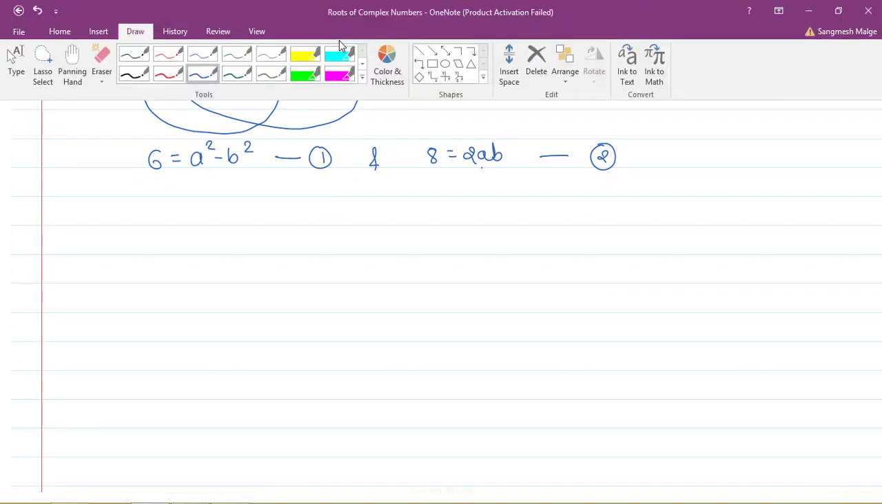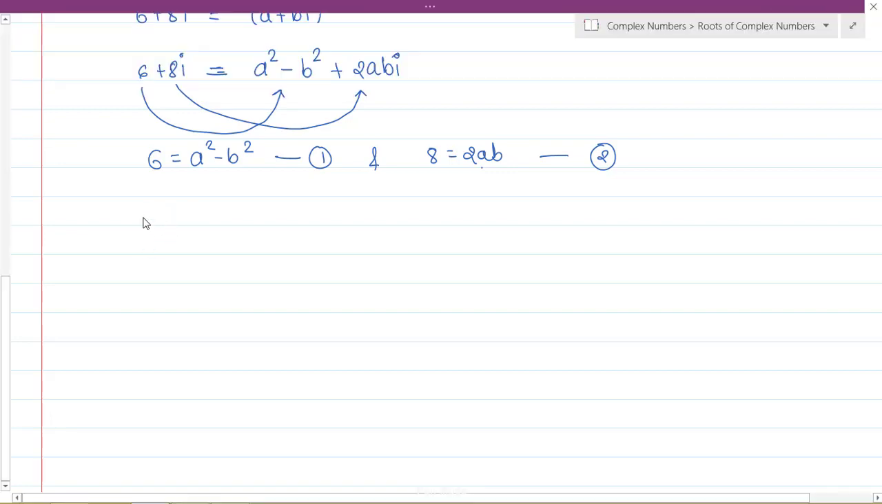That formula says like this. (a square plus b square) whole square is equal to (a square minus b square) whole square plus (2ab) whole square. Okay, I hope you remember this. I have already given you the proof of this formula.